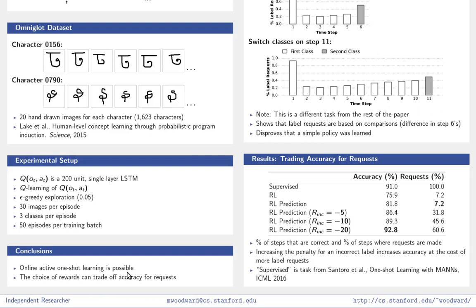Basically, we showed that online active one-shot learning is possible. That means that we can learn rapidly from very few examples. And also, going with that principled approach I mentioned for making that decision, by setting the rewards, the system dynamically changes how willing it is to make a request versus a prediction. So that's that. Thank you.